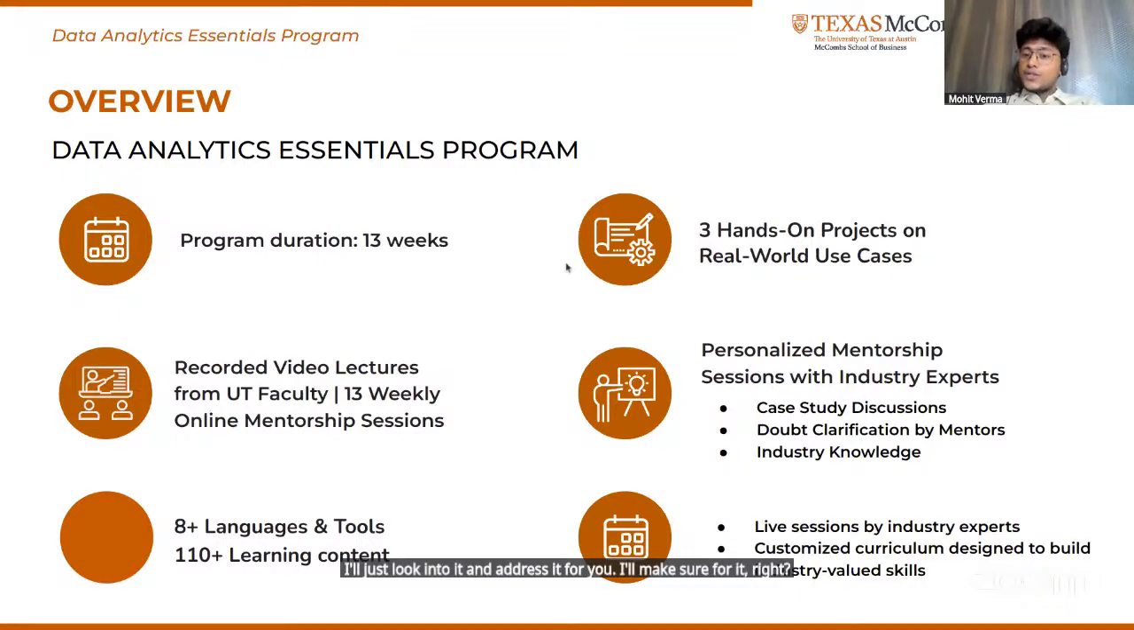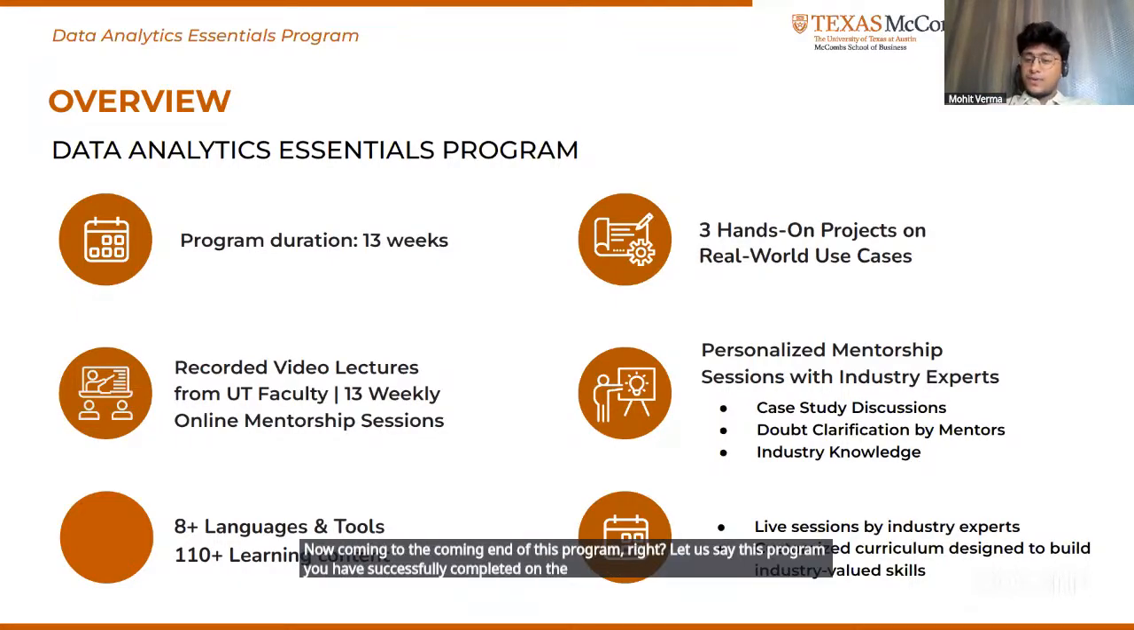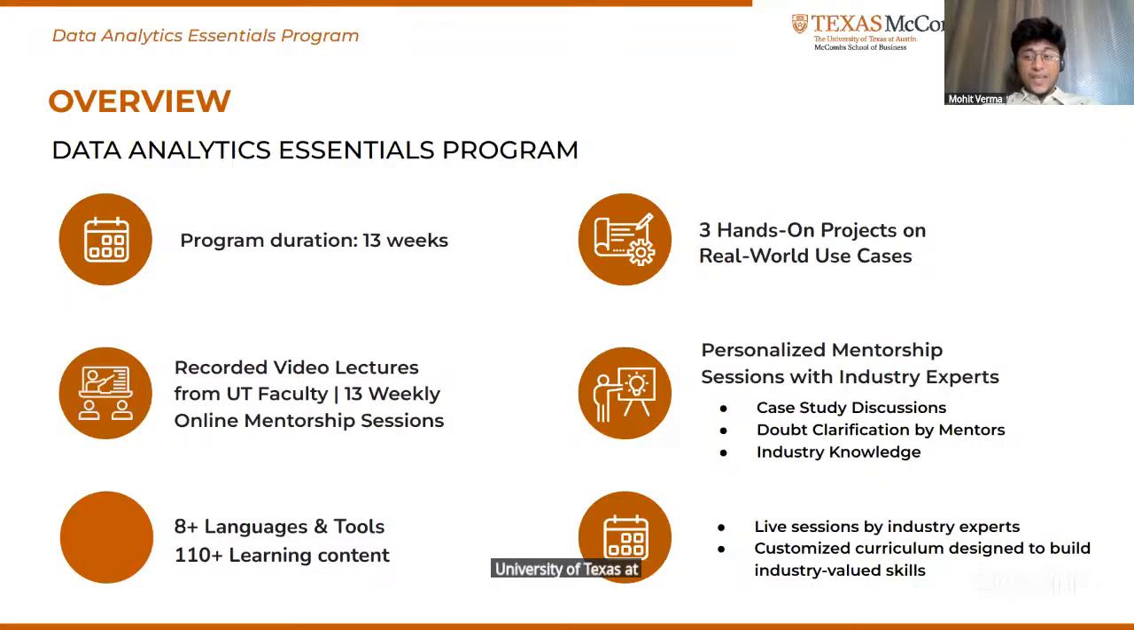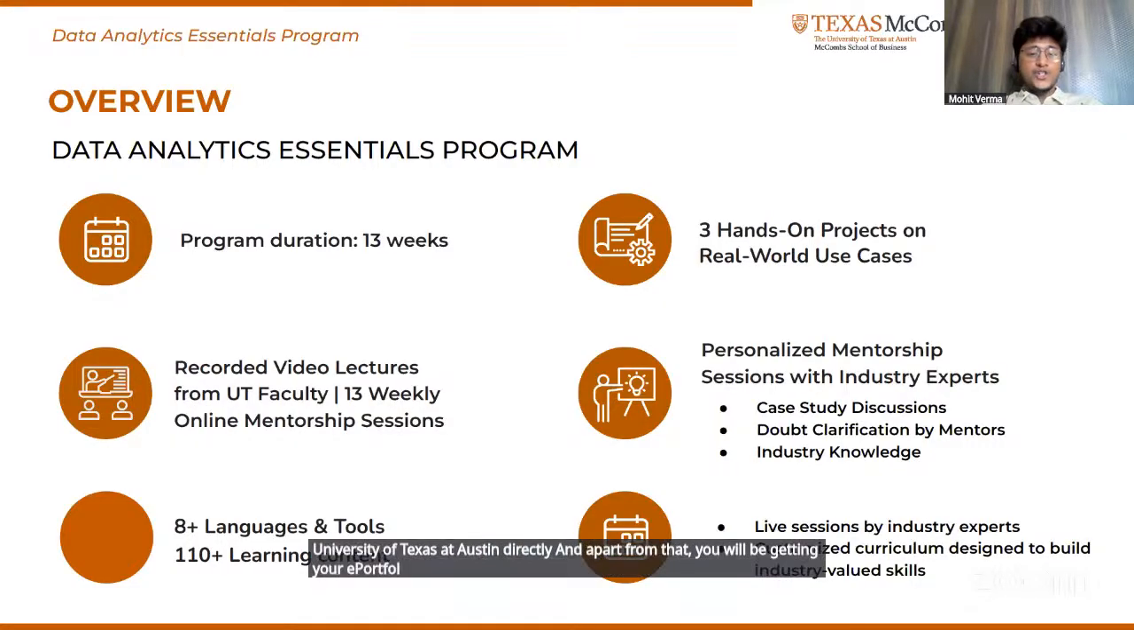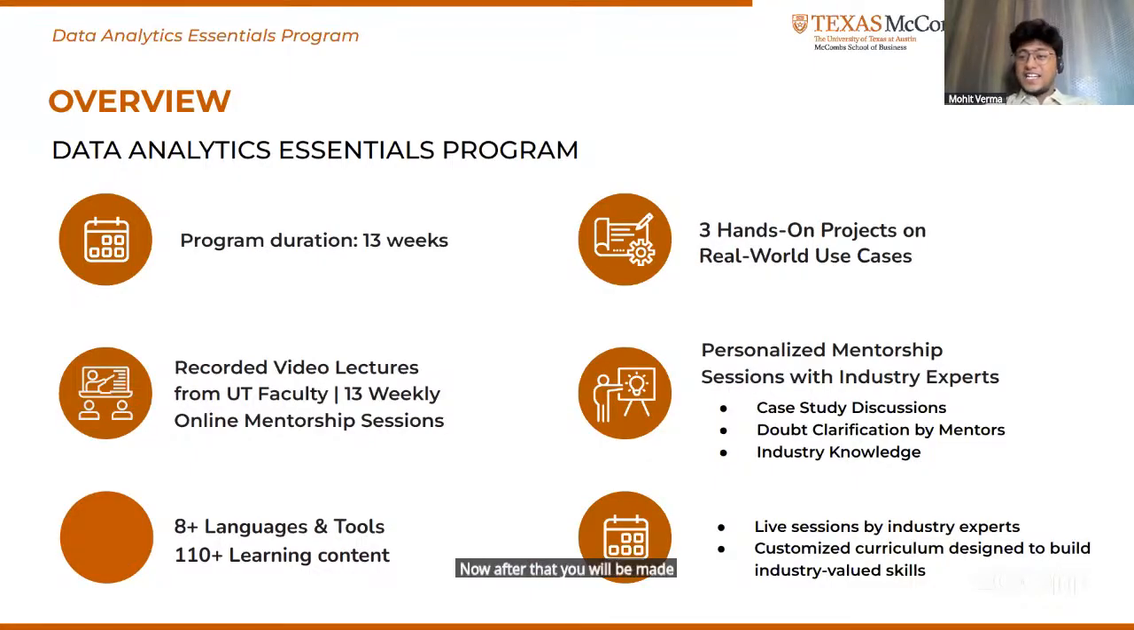Now, coming to the end of this program, right? Let us say you have successfully completed this program. At the end of 3 months, you will be eligible to get your certificate of completion directly from UT Austin, the University of Texas at Austin. And apart from that, you will be getting your e-portfolio, which you can always share with recruiters for evaluation purposes. After that, you will go through your dedicated career assistance.